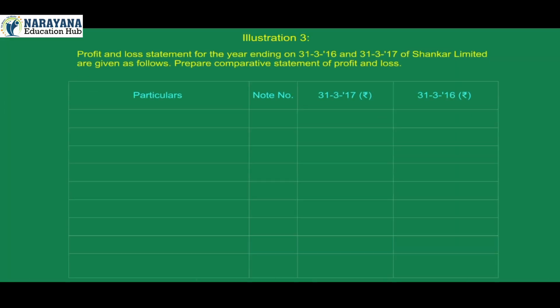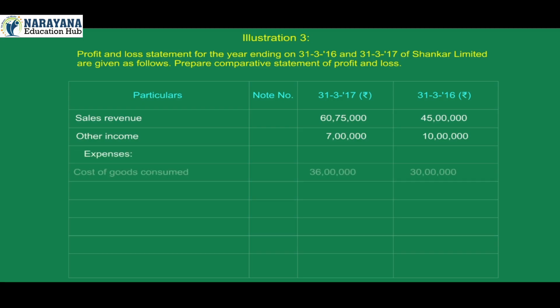Illustration 3. Profit and loss statement for the year ending on 31st March 2016 and 31st March 2017 of Shankar Limited are given as follows. Prepare comparative statement of profit and loss. Particulars, Note number, 31st March 2017, 31st March 2016. Sales revenue 60 lakh 75,000, 45 lakh. Other income 7 lakh, 10 lakh. Expenses. Cost of goods consumed 36 lakh, 30 lakh. Net purchase for resale 2 lakh 70,000, 2 lakh.